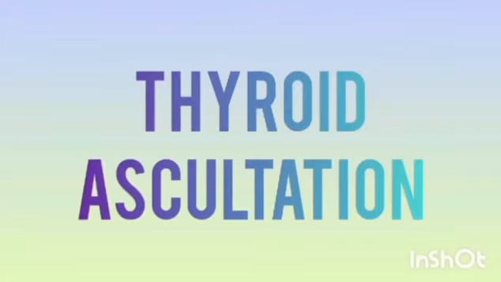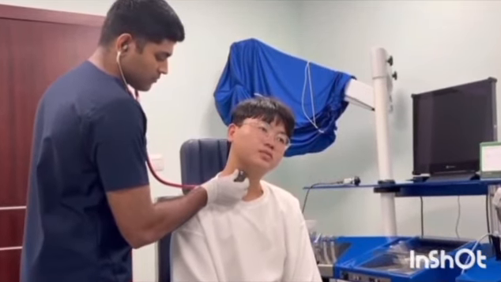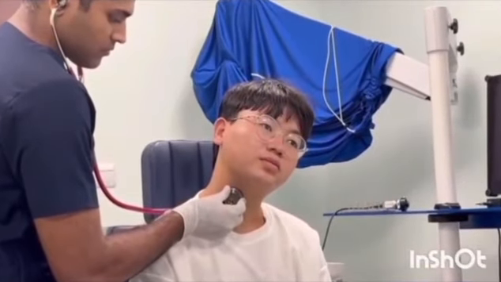If the doctor feels a lump, they should use their stethoscope to auscultate. This is to hear any thyroid bruit, which indicates a very high blood flow, most commonly associated with Graves' disease.